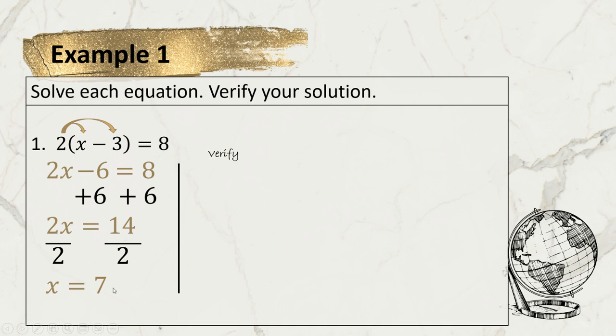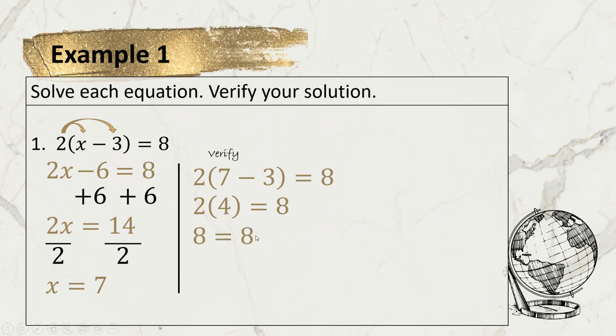All we're going to do is take our solution that we found, x equals 7, and anywhere we see an x in this original equation, we're going to replace it with what we found to be our solution, which is 7. Okay, so here I have 2 parentheses 7 minus 3 equals 8. Of course, if I simplify inside the parentheses, I get a 4. I'm left with 2 times 4 equals 8. Remember, if something's written right next to parentheses like that, it means multiplication. And 2 times 4 is, in fact, 8.